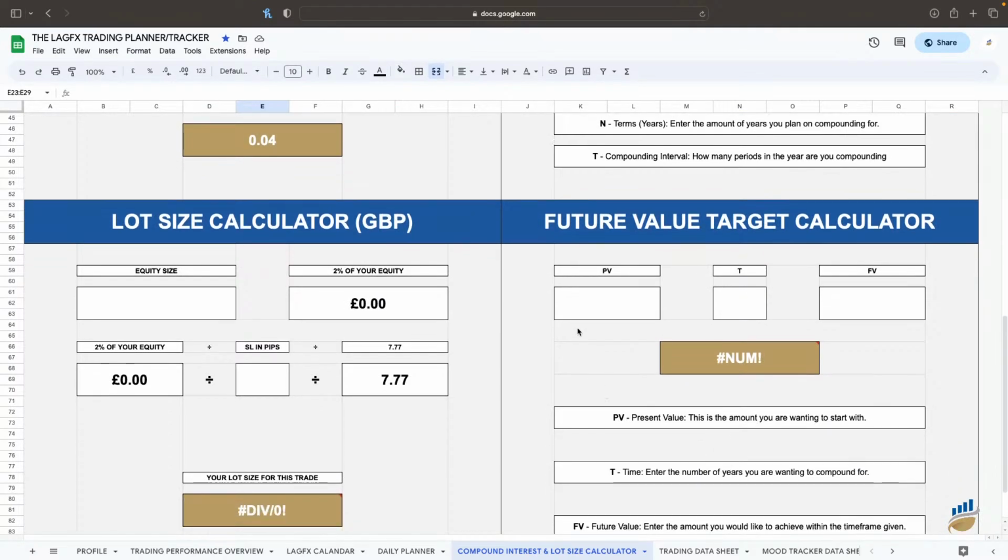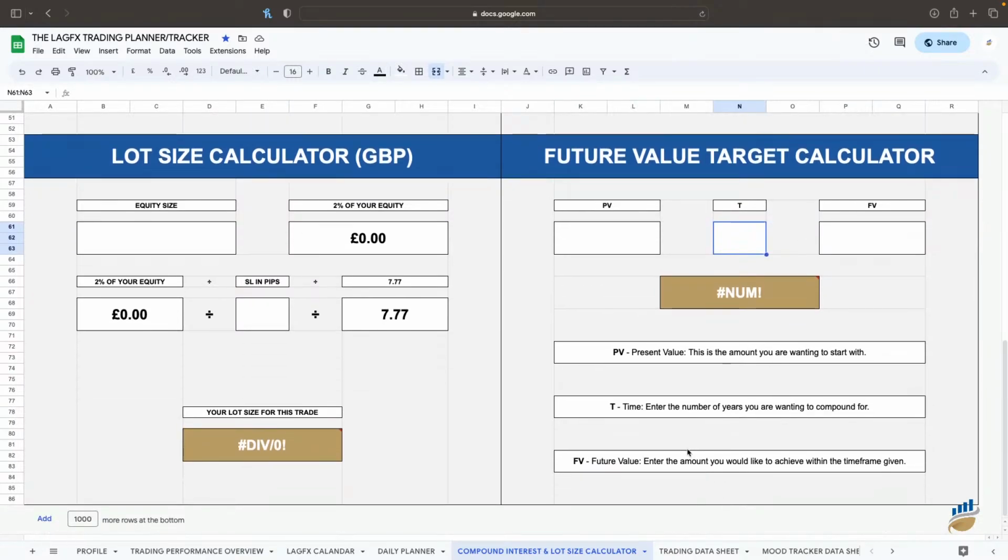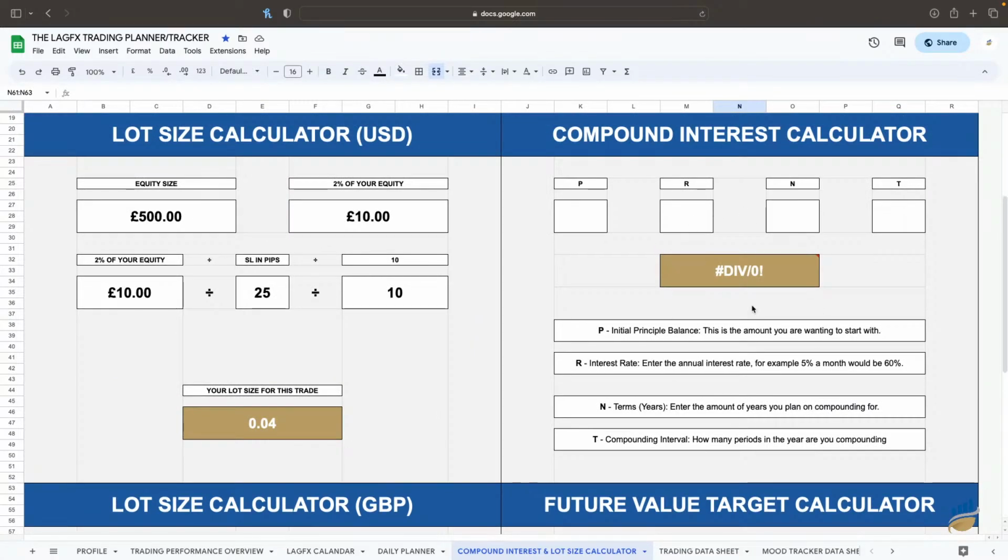Compound interest calculators and future value target calculators. If you want to set a target, say you want to make 10 grand in 5 years, you can do that, and it'll tell you exactly how much you need to make on a yearly basis. This acts a bit differently. This is a compound interest calculator, so this will tell you if I make 20% a month, every single month for the next 5 years, what would it generate? And that works just the same.